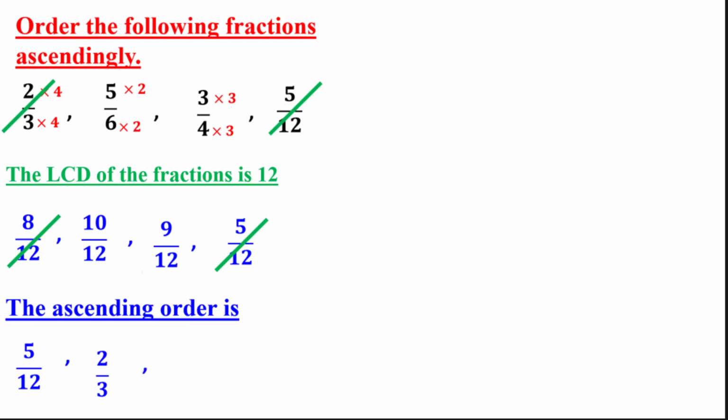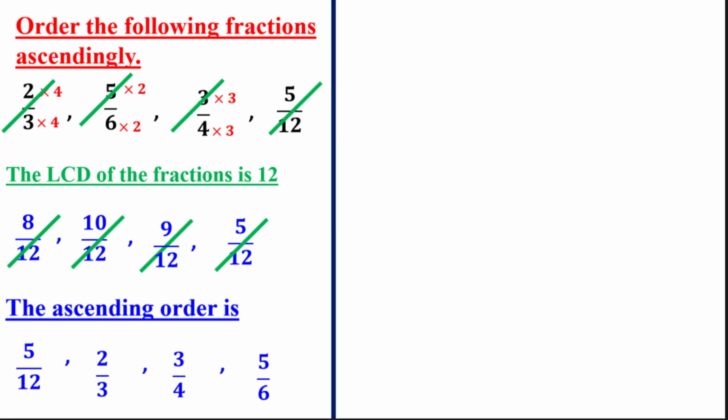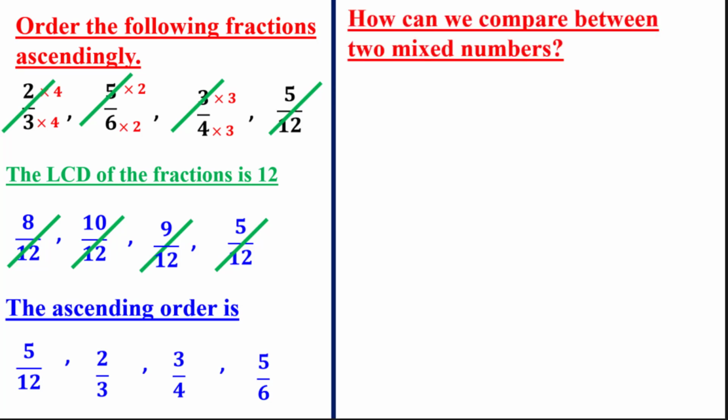Followed by 9 over 12. 9 over 12, it was what? Yes, it was 3 over 4. And followed by the last one, 10 over 12. It was 5 over 6. So the smallest fraction is 5 over 12, and the greatest one is 5 over 6.